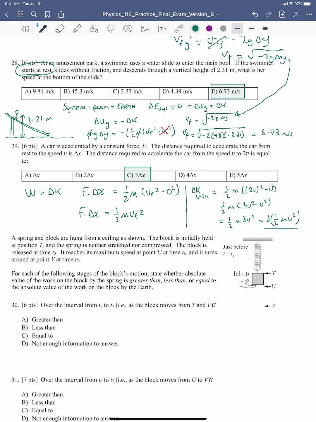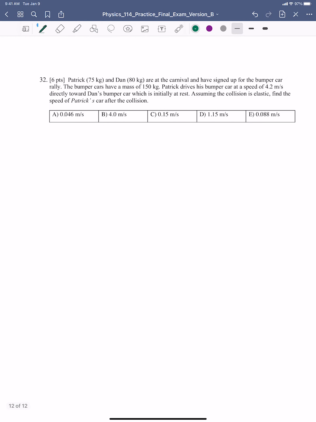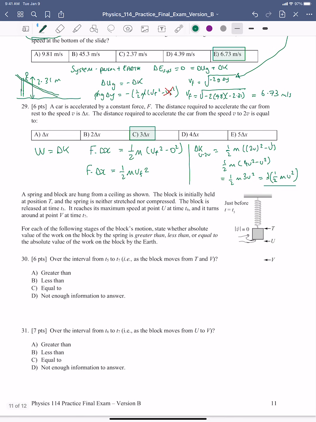Okay, so that's 29. And then 30, 31 are together. And one last question, 32. So this is one of the conceptual tutorial-like problems. A spring and a block are hung from a ceiling as shown. The block is initially held at position T, and the spring is neither stretched nor compressed.